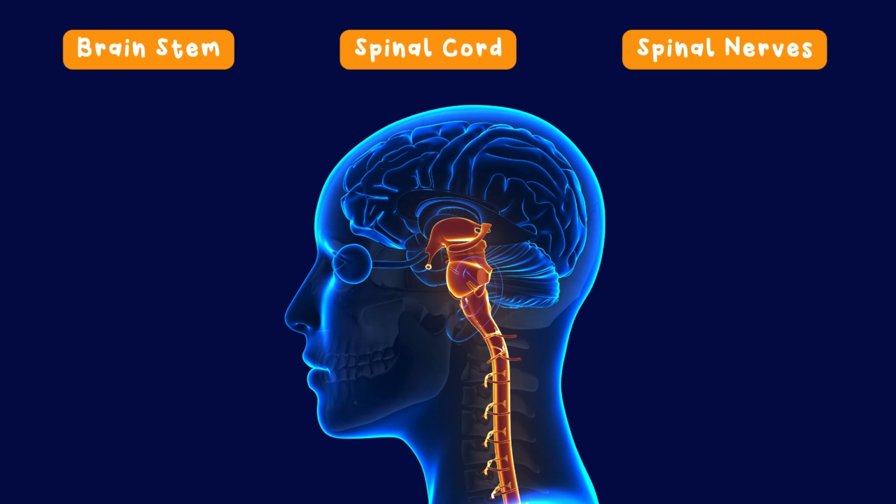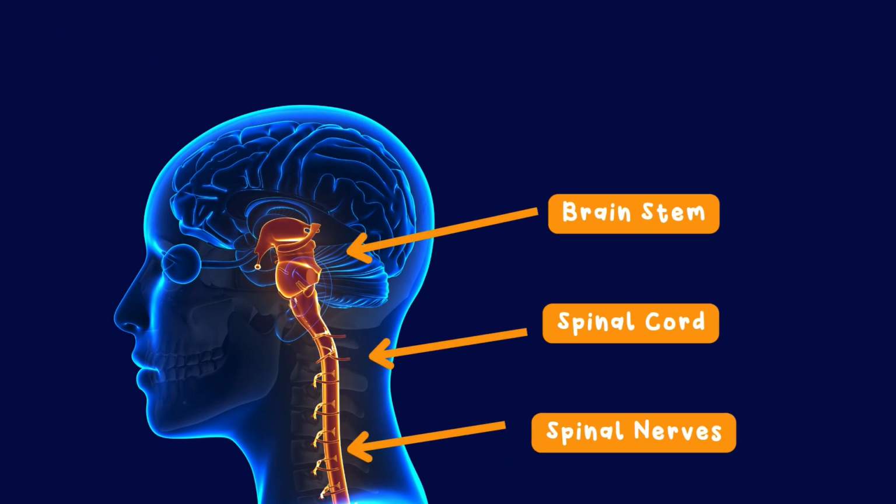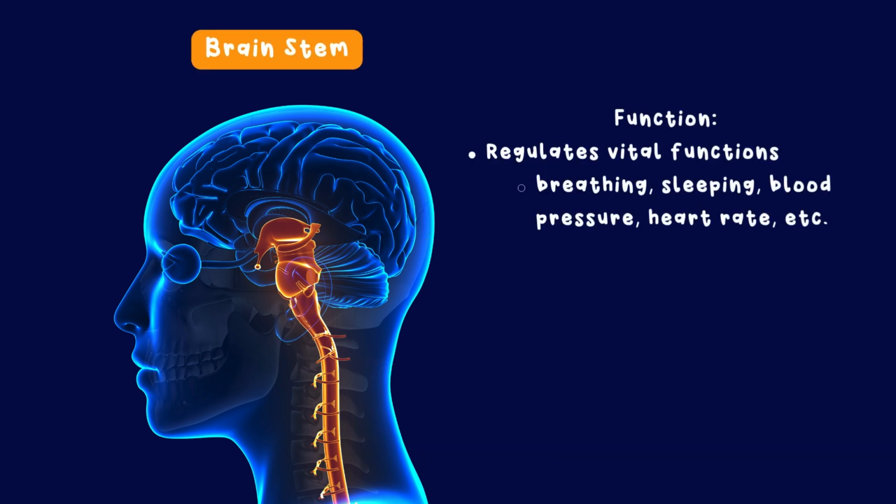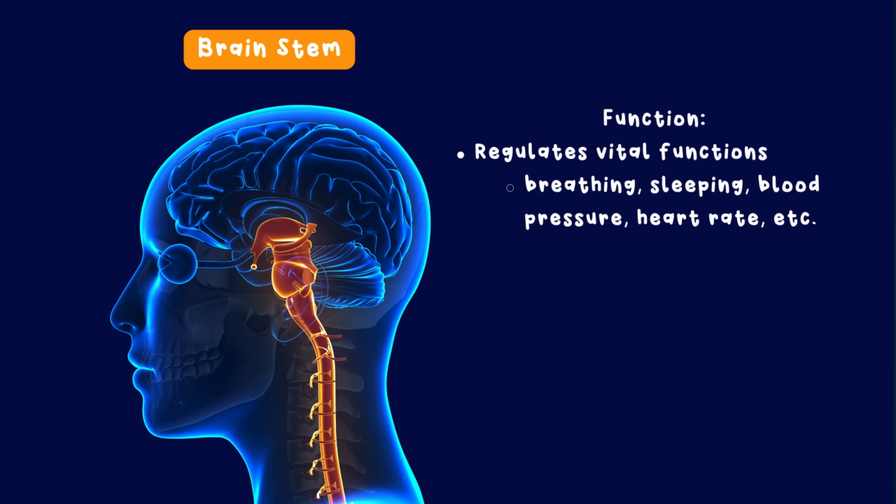This next graphic covers the brainstem, spinal cord, and spinal nerves. First up, we have the brainstem. The brainstem regulates vital functions such as breathing, sleeping, blood pressure, and heart rate.